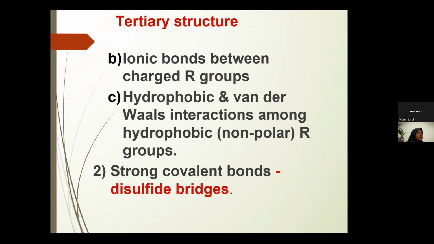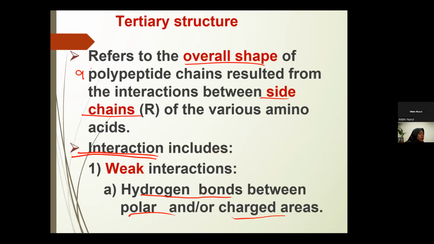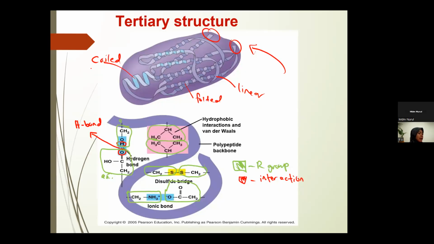Ionic bond. Ionic bond forms between charged R groups. Charge, remember charge? Sama ada positive charge or negative charge. So, mana-mana R group yang ada bercas, dia akan membentuk ikatan ionik. Yang mana satu? Betul, ni antara NH3 plus dengan O minus. So, dia membentuk ionic bond.